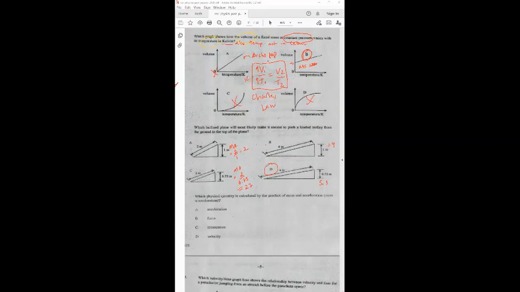And last question on this page. Which physical quantity is calculated by the product of mass and acceleration? Remember, product means multiply. So what is equal to mass times acceleration? Well, that would be the net force on an object. And this is Newton's second law.